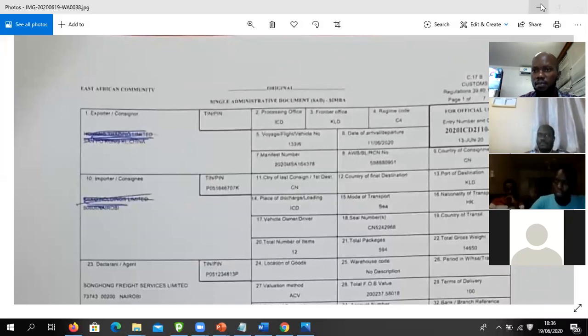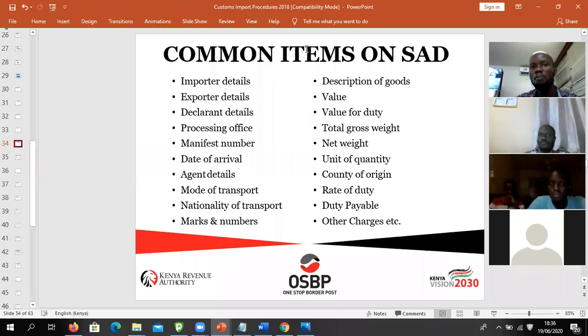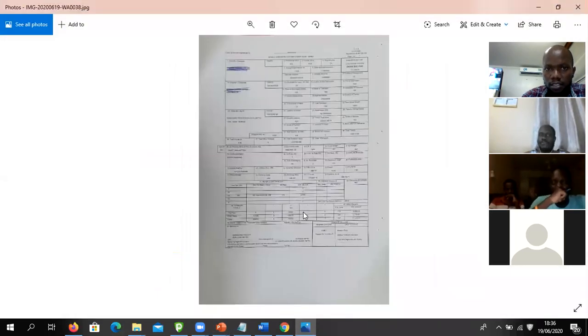Okay, let's proceed. Let me just now minimize this so that we continue. So common items on a single administrative document would include the importer details, you've seen that, exporter details, declarant's details, that is the declaring agent, processing office. Processing office, I think you are able to see that.